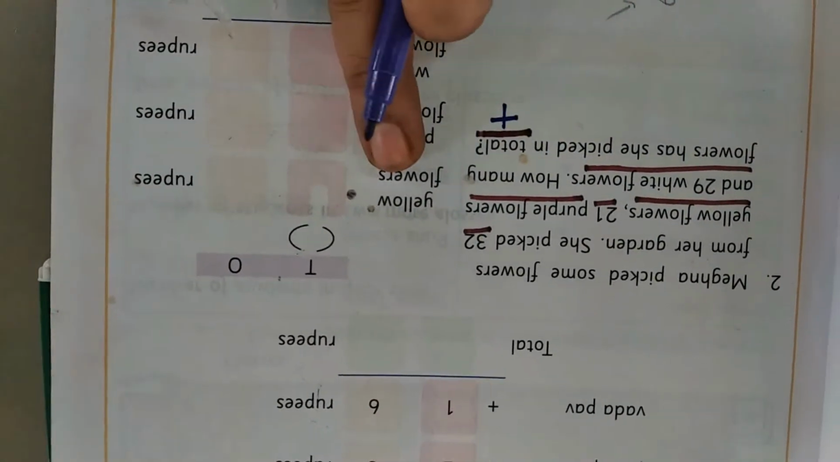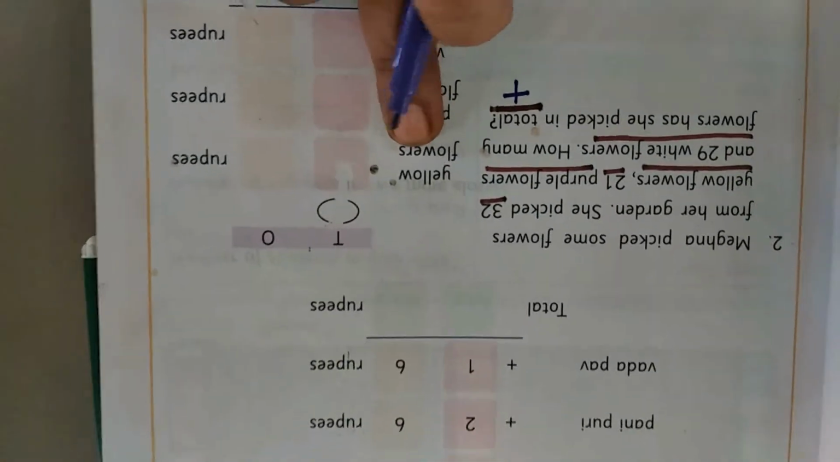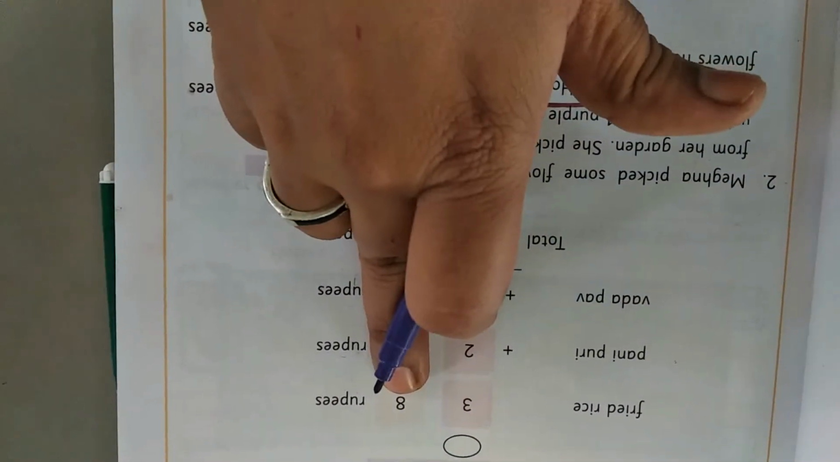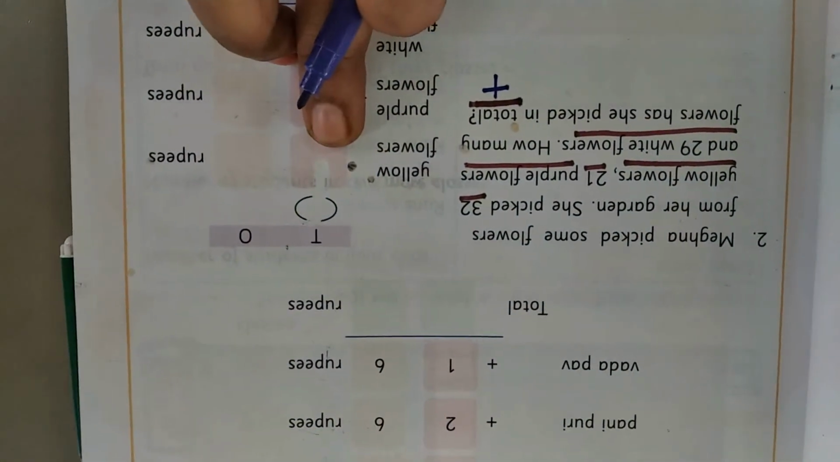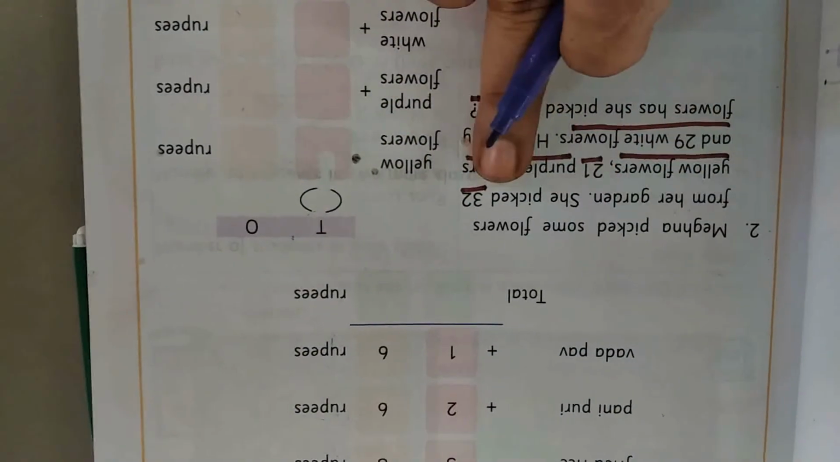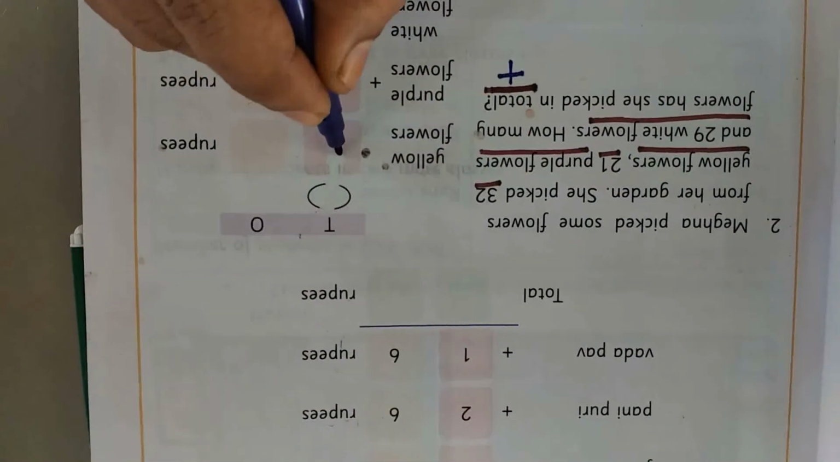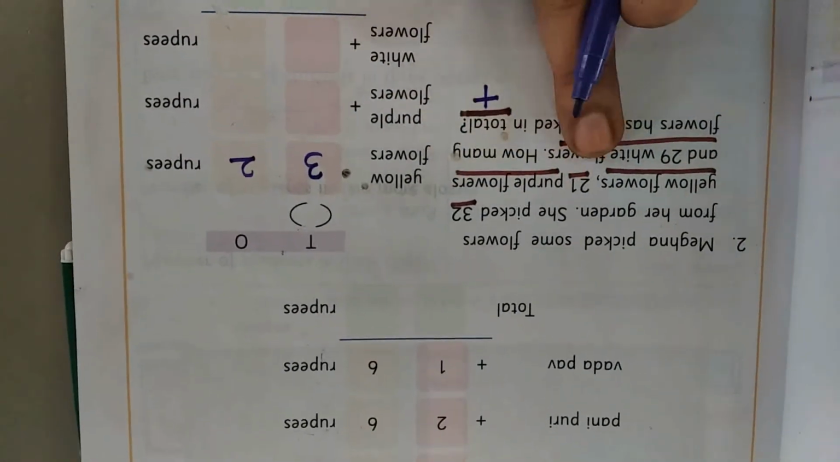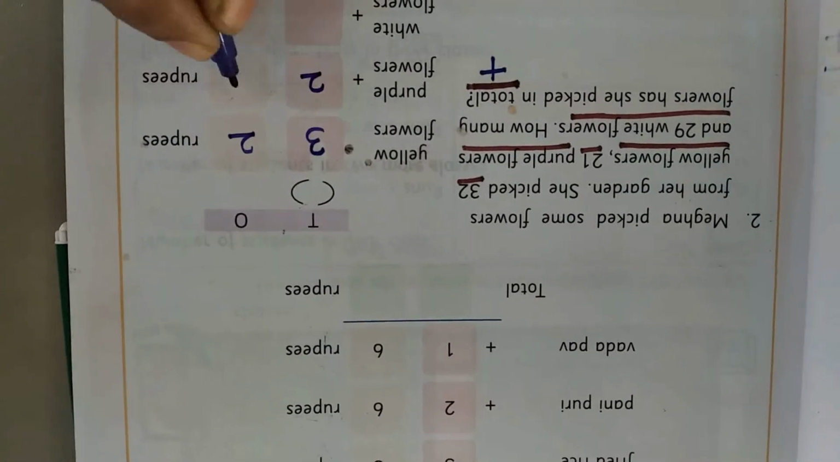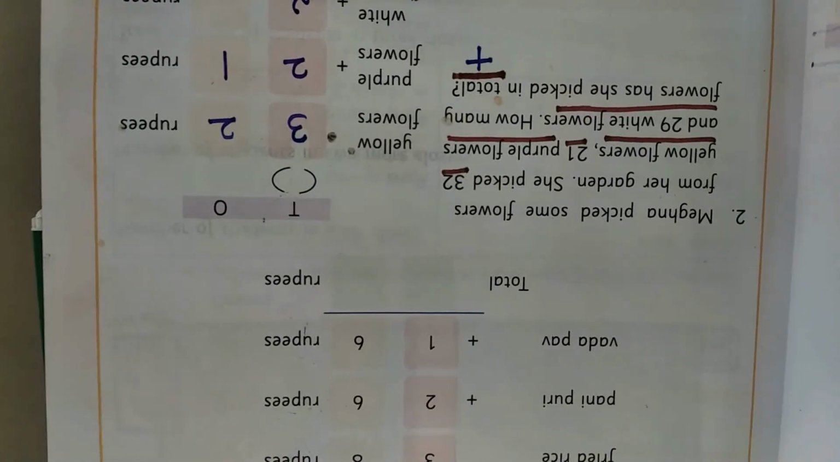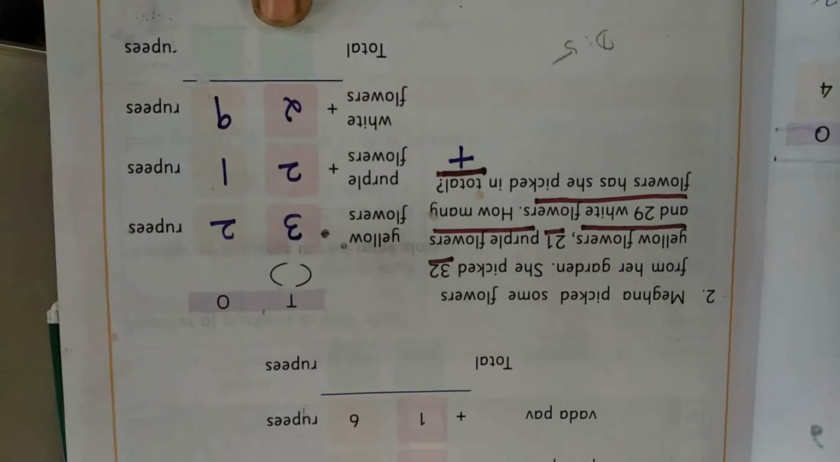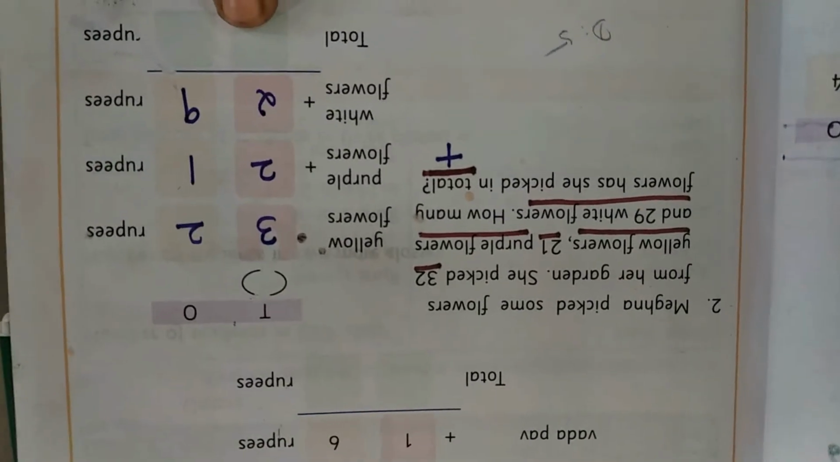So yellow flowers you want to take and write. For the previous sum they themselves have given the numbers. For the second sum you want to take and write the numbers. How many yellow flowers did she pick? 32. So you want to write 32 here. And how many purple flowers? 21. You want to write 21 here. And how many white flowers? 29. So 29 white flowers. Now you want to do the addition. Sit along with your parents and complete this home fun.